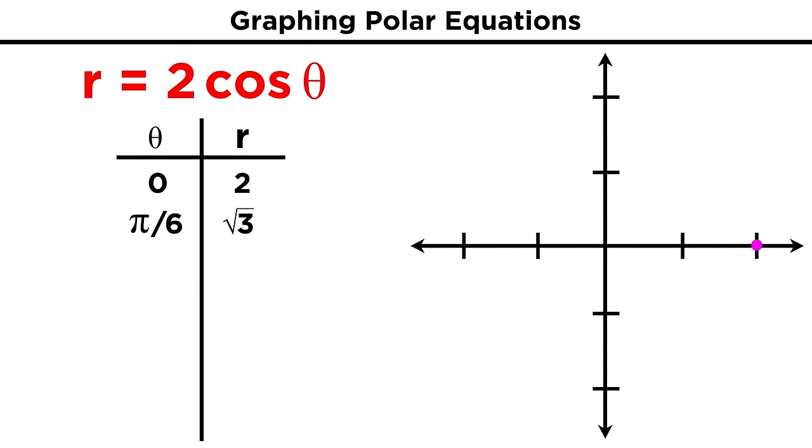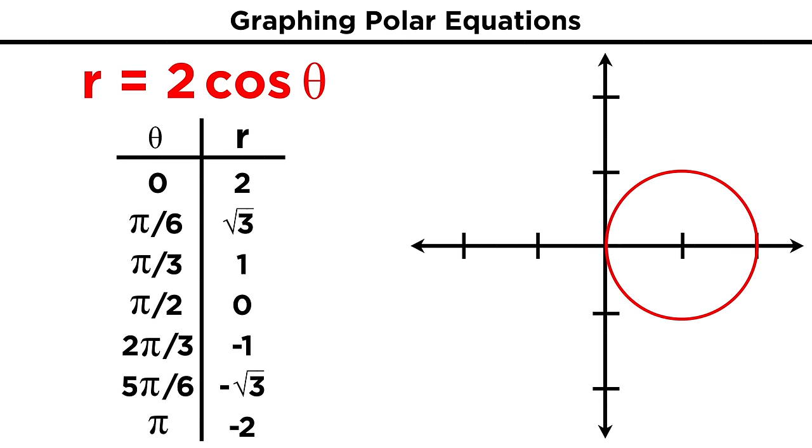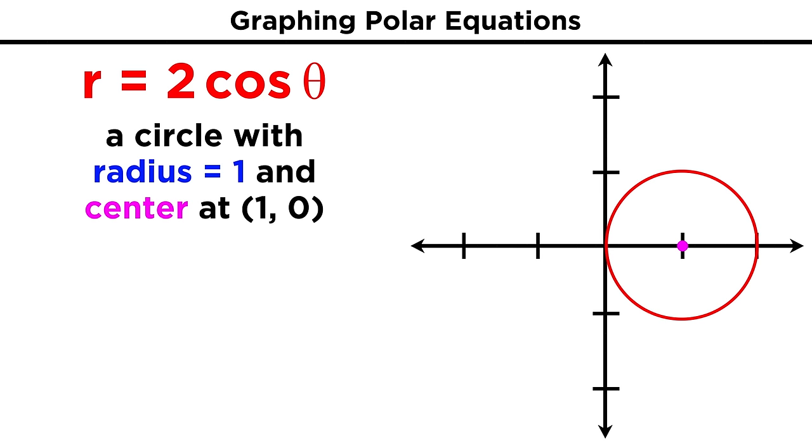Plugging in a sixth pi, we get 2 times root 3 over 2, or root 3. We can estimate this to the tenths place and plot that point as well. For a third pi, we get 2 times 1 half, or 1. And for half pi, we get 0. So we've just constructed a semicircle here. We will find that if we continue through until pi, we get the other half of the semicircle, and then the values just repeat from there. So this is a circle with a radius of 1, with its center at (1, 0).